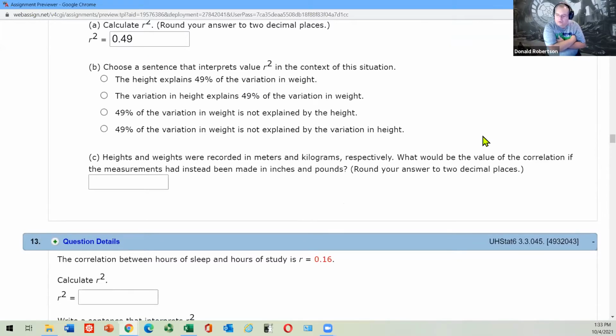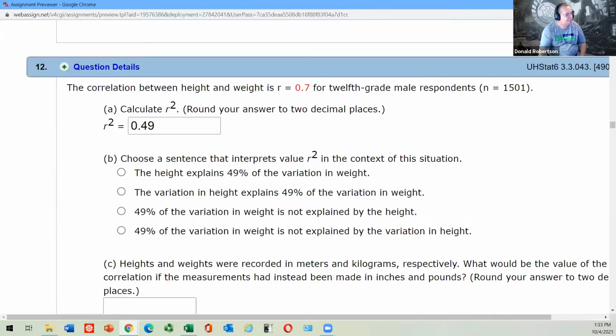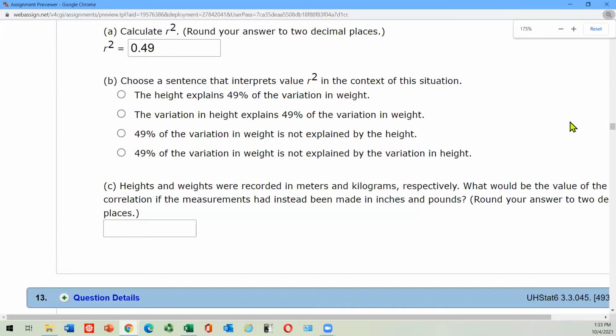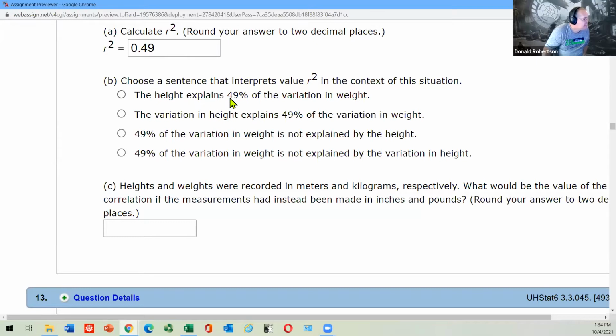There are 4 dots, 1, 2, 3, and 4. Maybe make it a little bigger for those whose screen isn't great. There. Which one of those 4 is the one we're going to do? Is it the first one? Let's check it. The height explains 49% of the variation in the weight.